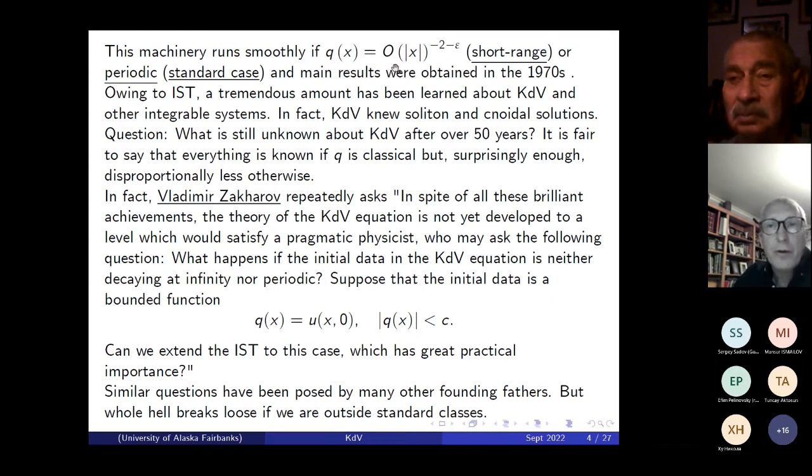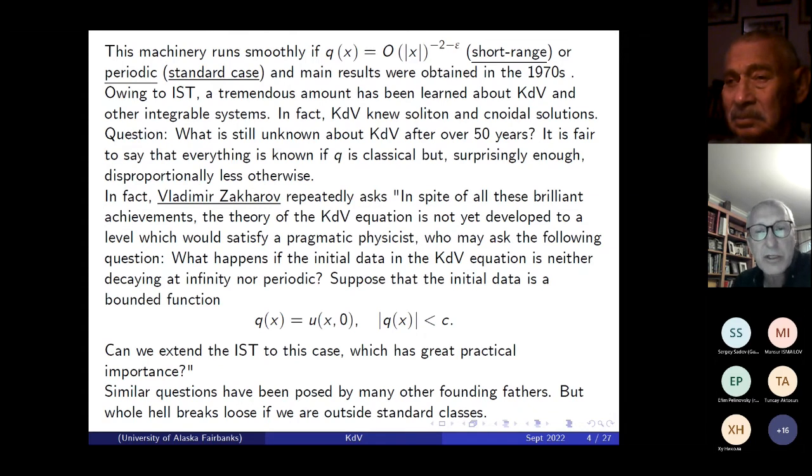If we deal with classic or standard initial data, and not much otherwise. And in fact, Vladimir Zakharov, one of the founding fathers of soliton theory, repeatedly asks, and it's an exact quote: "In spite of all these brilliant achievements, the theory of the KdV equation is not yet developed to a level which would satisfy a pragmatic physicist, who may ask the following question.